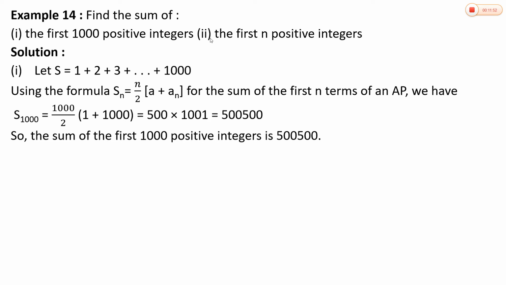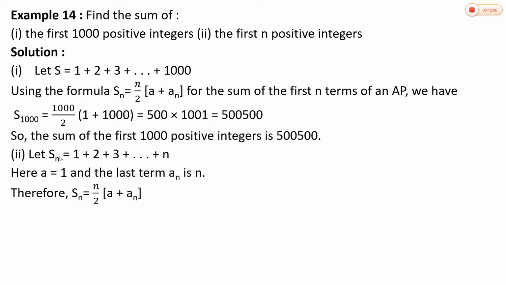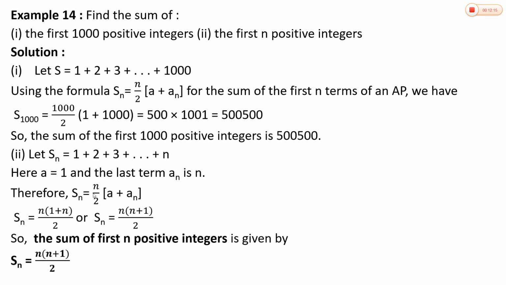The second question is you have to find the sum of the first n positive integers. Here Sn is equal to 1 plus 2 plus 3 etc. till the nth term. Here a is 1 and the last term an is n. If you use the same formula here, that is Sn is equal to n by 2 into a plus an, that is Sn is equal to n into the first term 1 plus the last term n, 1 plus n, divided by 2, or Sn is equal to n into n plus 1 divided by 2.